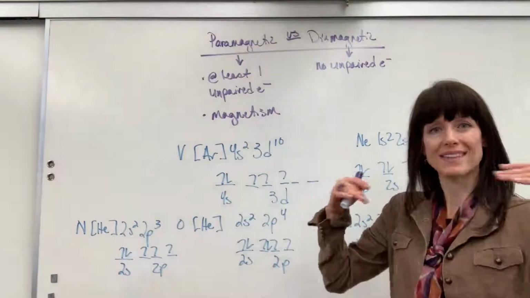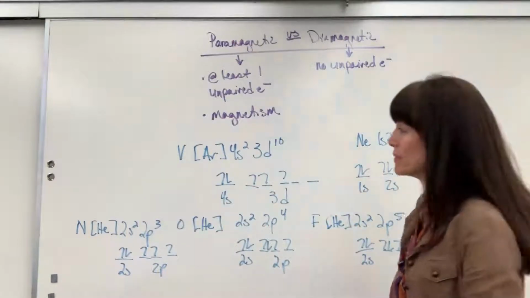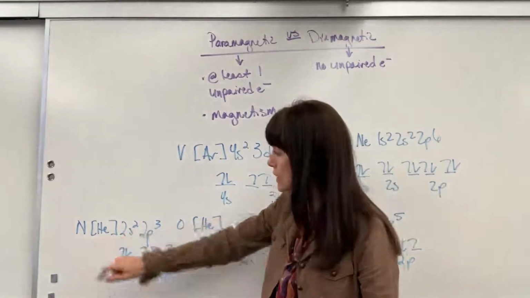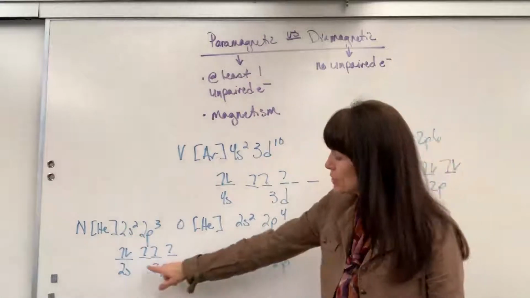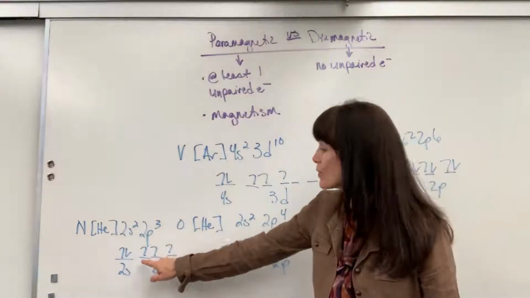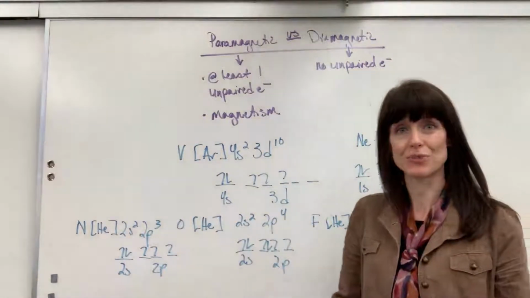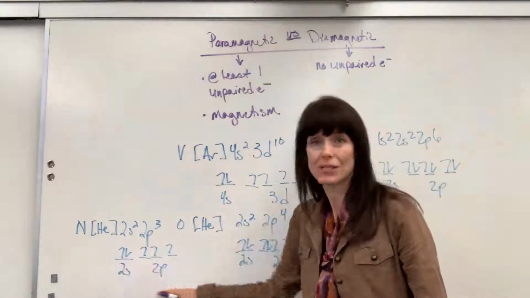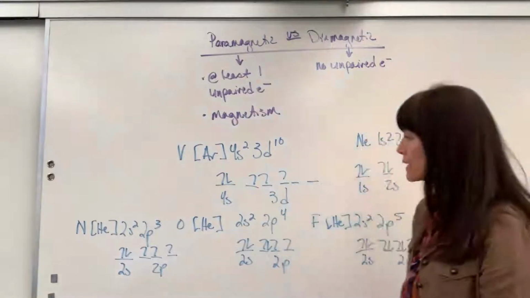Now I went across the second period for a group of elements. Here's nitrogen. I used core notation, helium, 2s2 2p3. Check this out. We are going to have 3 electrons, 3 orbitals. So all 3 of those electrons using Hund's rule are going to be unpaired. That is going to be paramagnetic, attracted to a magnet.